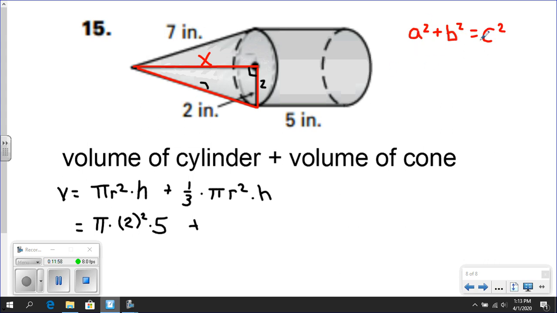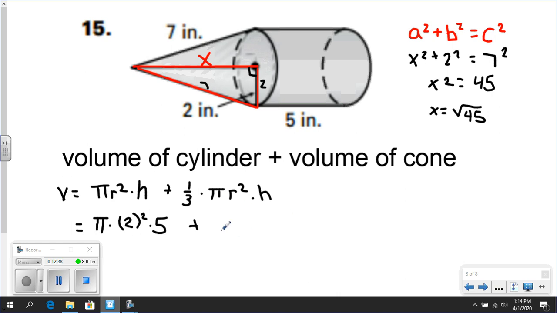So a squared plus b squared is equal to c squared. In this case, let's call a x. So x squared plus b, we're going to use 2 squared, is equal to 7 squared. This means that x squared is going to equal 45. Once again, 45 is not a perfect square, so we're just going to use the square root of 45 for the height to give us a more exact answer.